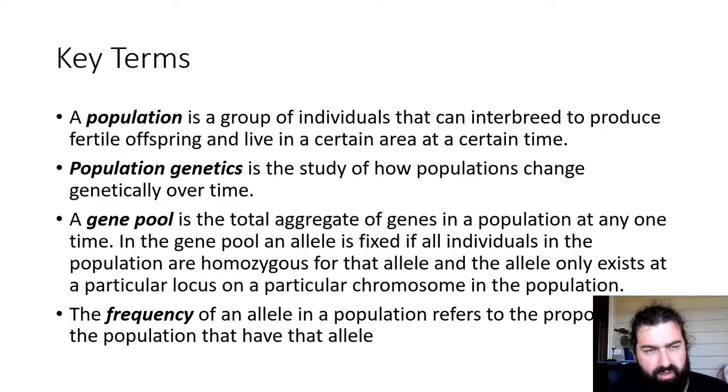And then if we use population, we can go to that next dot point, population genetics, which is just over here. And population genetics is the study of how populations change over time. So we're just looking at genetics, and we're just measuring whether things are becoming more and less frequent over time. The gene pool is the total collection of all the genes in a population at any point in time.